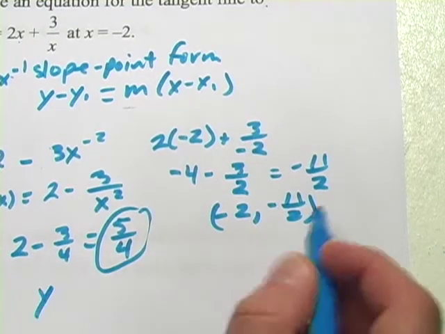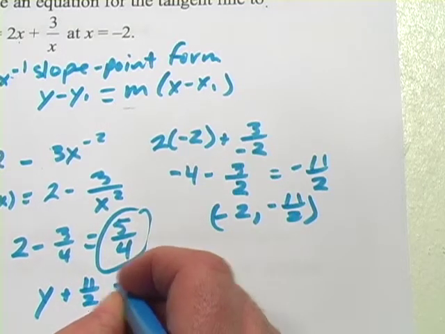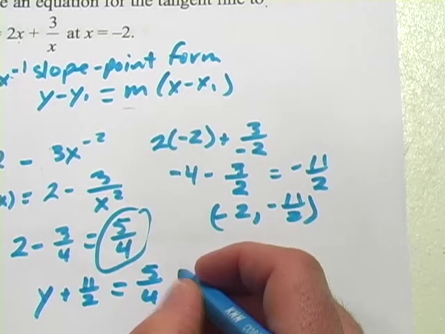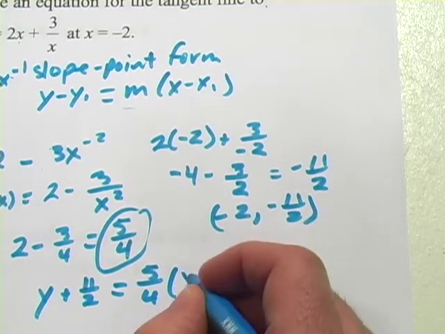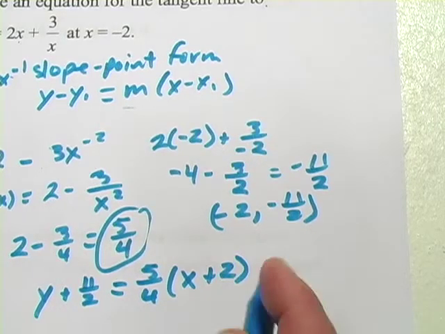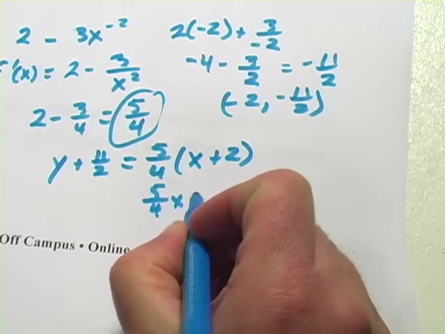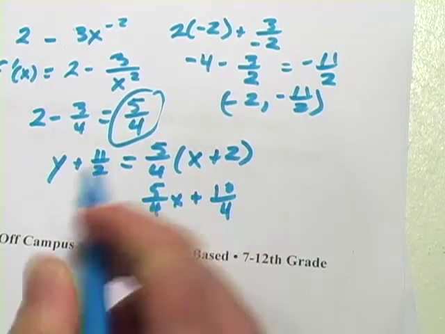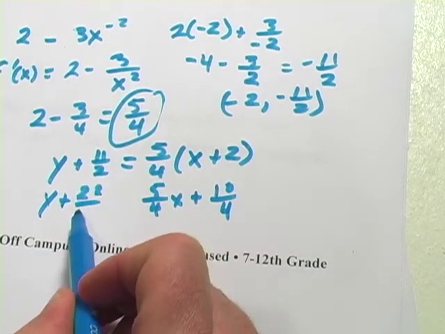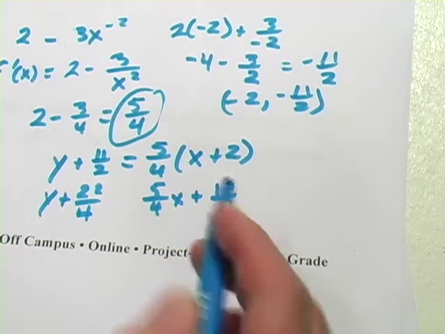So y minus a -11/2 would be plus 11/2. The slope is 5/4, that's our m value. And this is x minus a -2, so x plus 2. I'll distribute the 5/4 here. And then I'm going to change this 11/2 into fourths. So that's 22/4. And then we just have to subtract 22/4 from both sides.